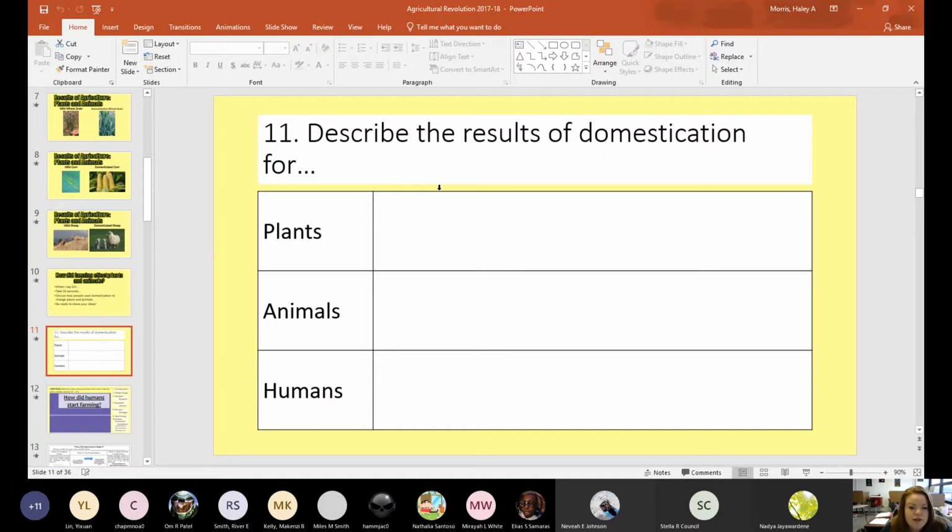Number 11. Describe the results of domestication for plants, animals, and humans. With plants, they can grow faster, they can grow more, so higher quantities. They grow larger. So faster, higher quantities, larger.